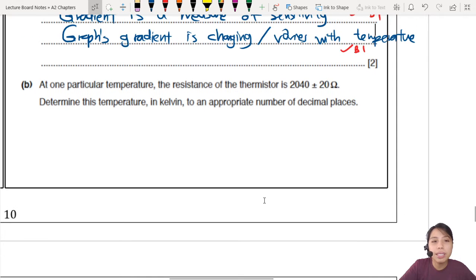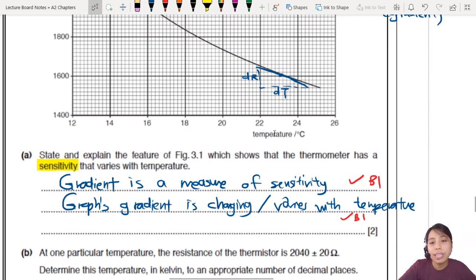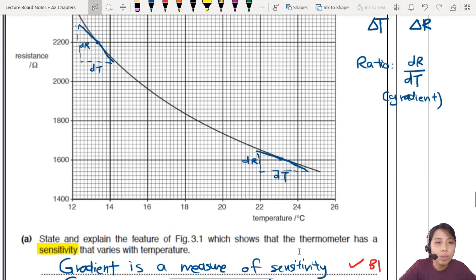Okay, at one particular temperature, the resistance of the thermistor is 2040 plus minus 20. Wow, got uncertainty here. Determine the temperature in Kelvin to an appropriate number of decimal places. So it's kind of a conversion question here. You're going to have your 2040. So how are you going to convert that to Kelvin? You need to look at the graph. 2040 is where you look for it.